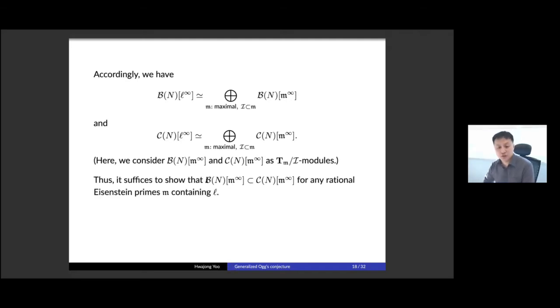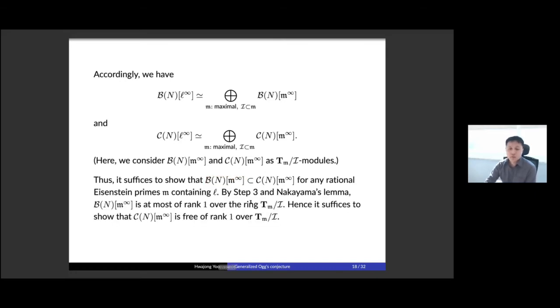Thus it suffices to show that the M-primary part of B_N is contained in the M-primary part of C_N. By step 3 and the Nakayama lemma, the M-primary part of B_N is at most of rank 1 over this ring. So it suffices to show that the M-primary part of the rational cuspidal divisor class group is free of rank 1 over this ring, then we get the result.